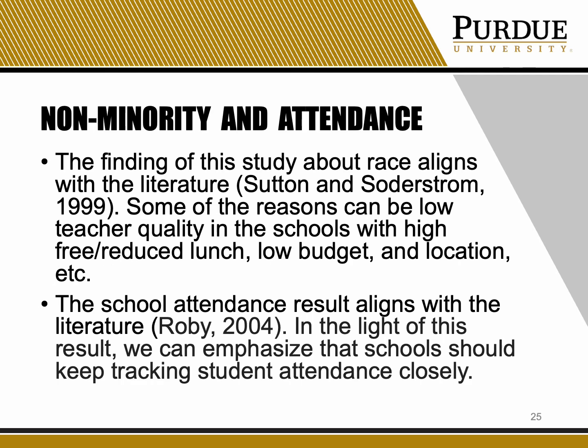For the non-minority and the attendance rate, our findings are aligning with the existing literature. The finding of this study about race aligns with the literature. Some of the reasons can be low teacher quality in the schools with high free reduced lunch, low budget, and location. The school attendance results align with the literature. In light of this result, we can emphasize that schools should keep tracking student attendance rate closely and should show some effort to increase the attendance rate in the schools with low attendance rate.